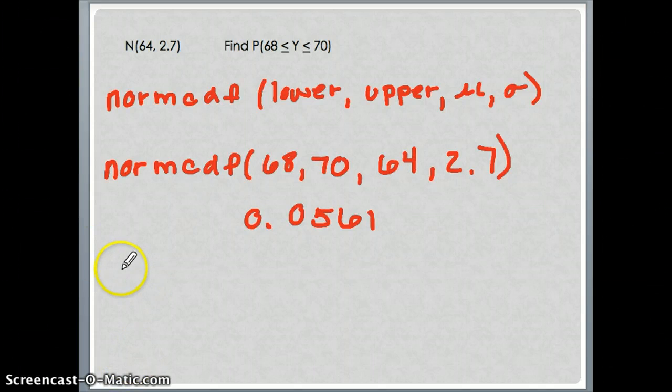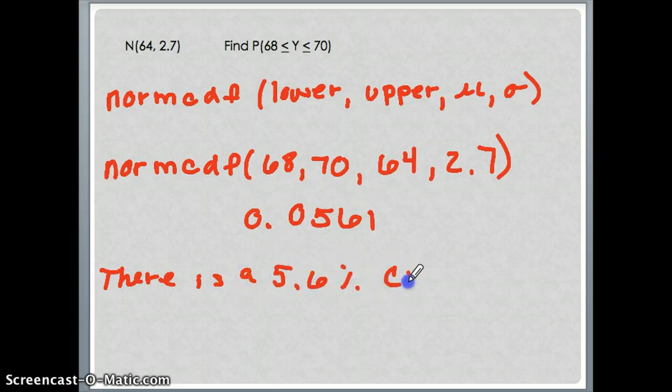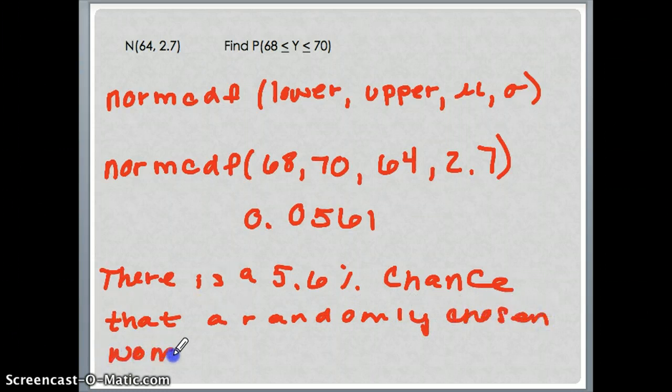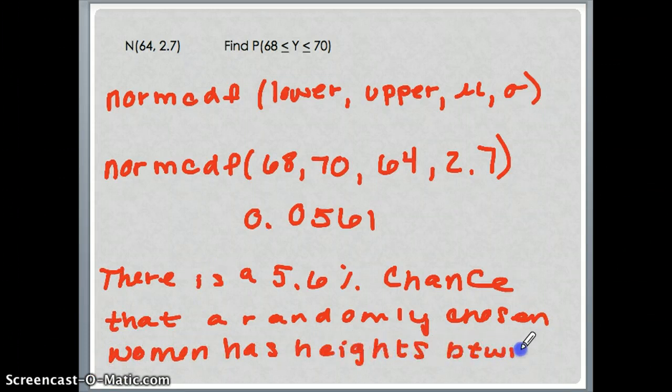Okay, and so now how we would interpret this is that there is a 5.6% chance, because it is probability, that a randomly chosen young woman has a height between 68 and 70 inches.